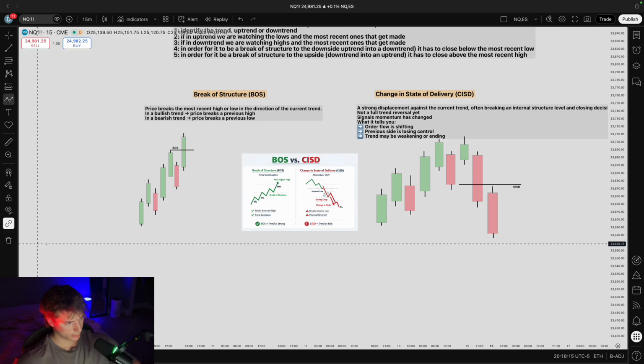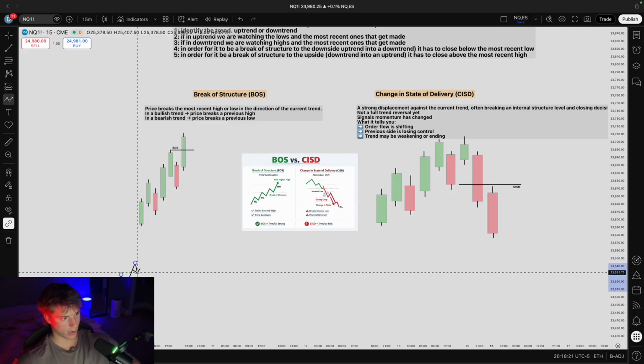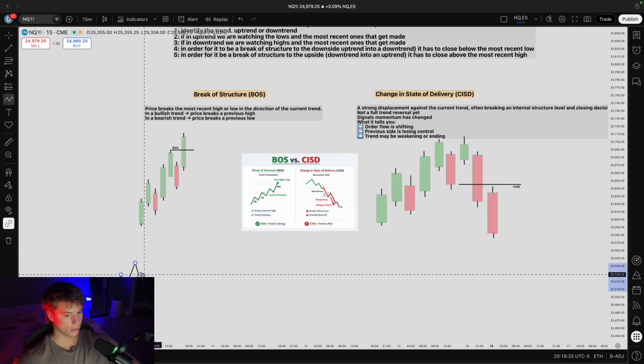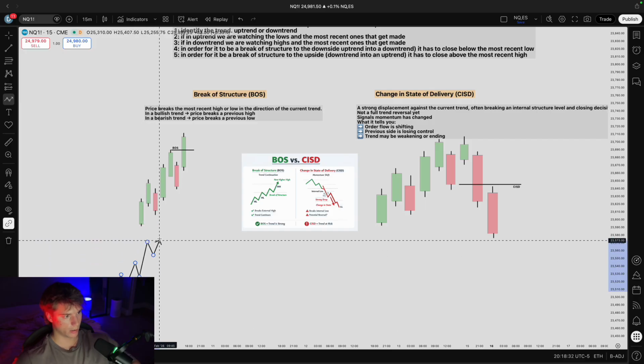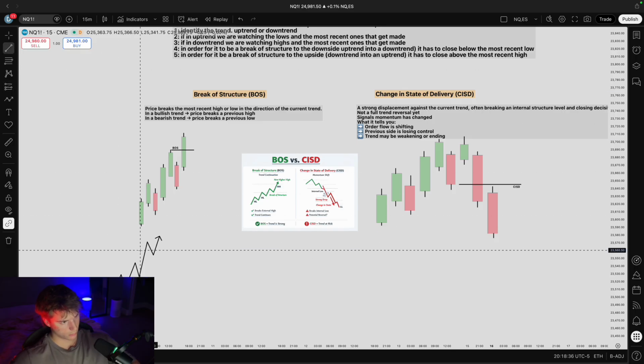So break of structure is you have your original high and your original low, right? And then we make another one. So now we know it's a bullish trend. A break of structure is going to be when you break structure to the upside again. So back up, back down, bam. Your break of structure would be this.